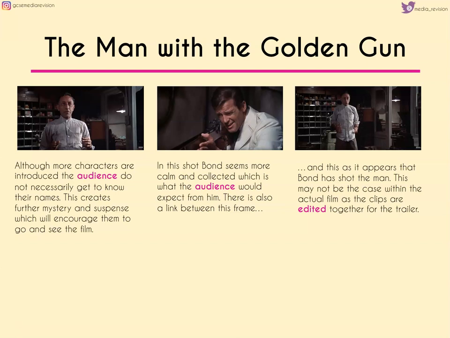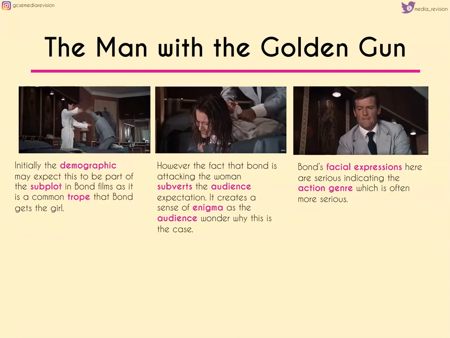Now these 3 shots are interesting because in the middle shot, Bond seems very calm, collected, something that we'd expect from him, but there's a link between that frame and the one on the right hand side because it appears as if Bond has shot the man. Now we know that this might not be the case because, as we all know from trailers, the trailer is made by editing together different clips from the film. So again, this might mean that we get surprises when we go into the cinema and actually watch the production.